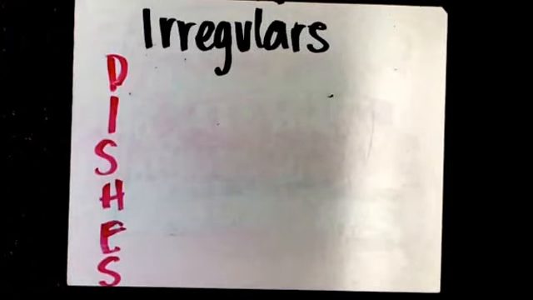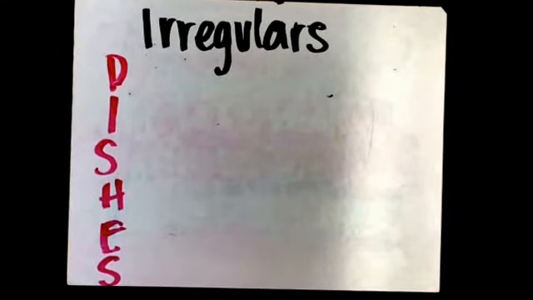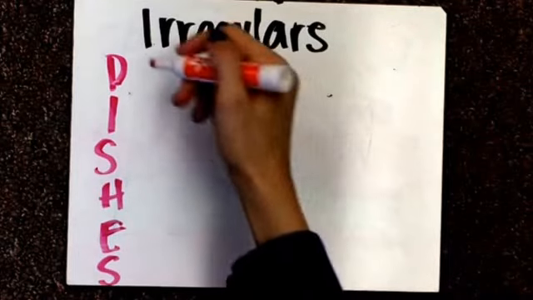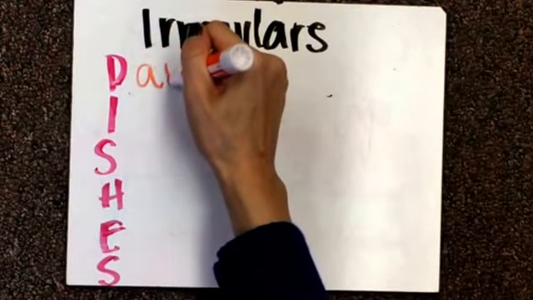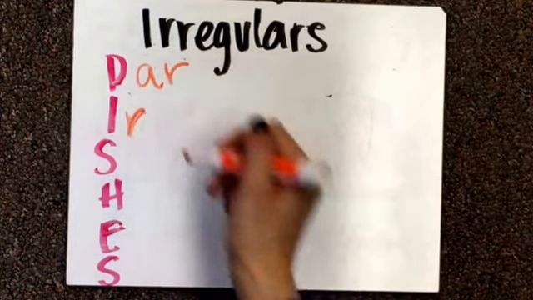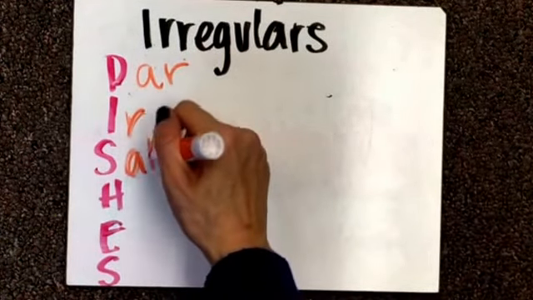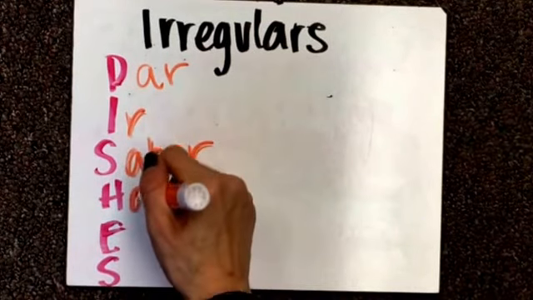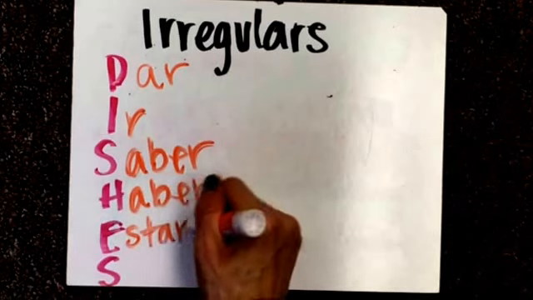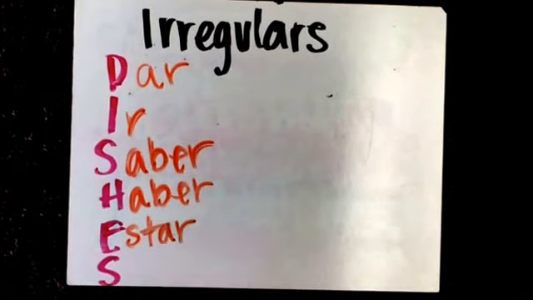In order to remember the irregulars, we are going to use the acronym DISHES. The D stands for dar, the I stands for ir, S stands for saber, H is haber, E is estar, and the second S is ser.